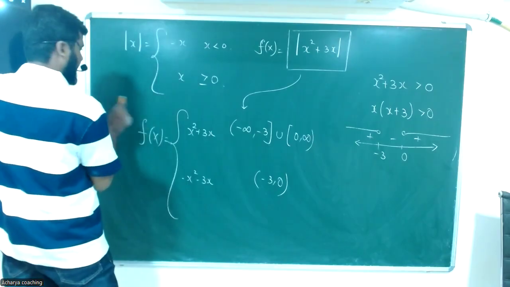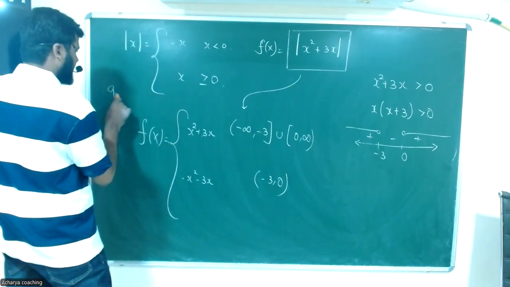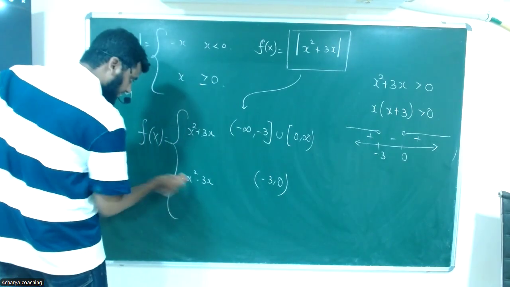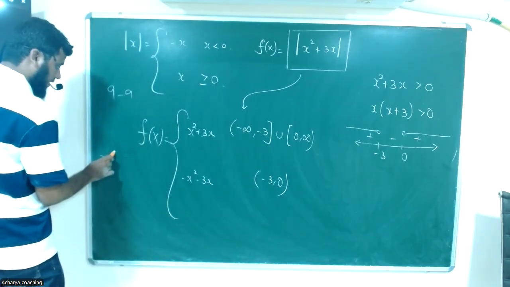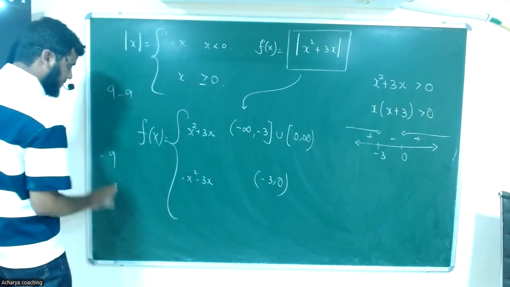Put minus 3 here. Minus 3 square, 9. 3 into minus 3, minus 9, 0. Put minus 3 here. Minus 3 square, 9. Minus 3 into minus 3, plus 9.